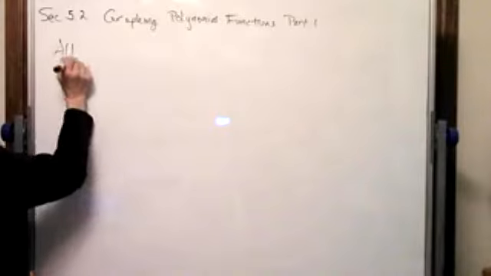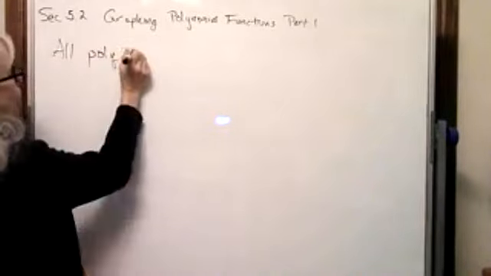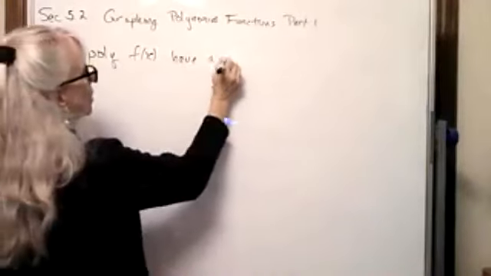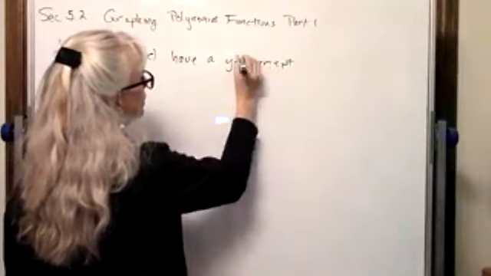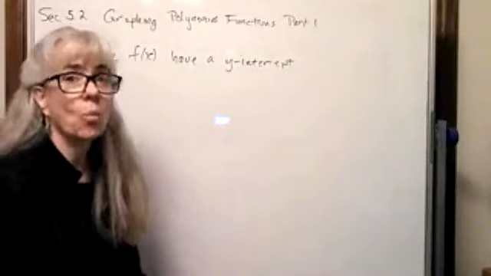So we're going to start doing some abbreviations here. We're going to use poly for polynomial functions. All polynomial functions have a y-intercept, and only one because they're a function, but they will have a y-intercept. Now it might be at the origin, but it's still going to cross the y-axis somewhere.